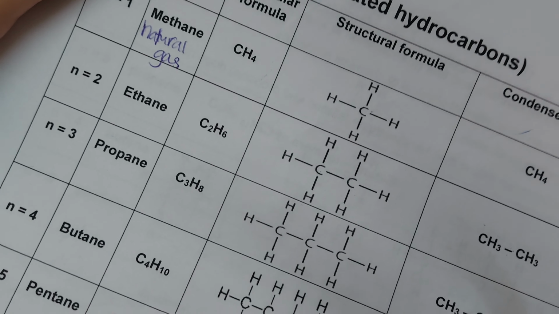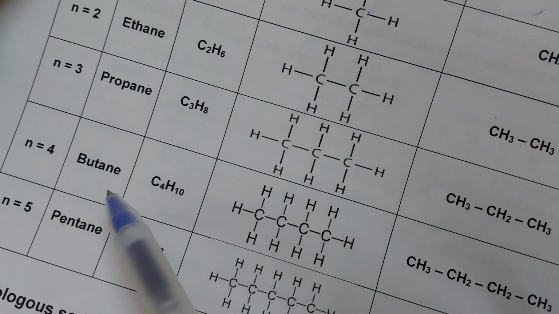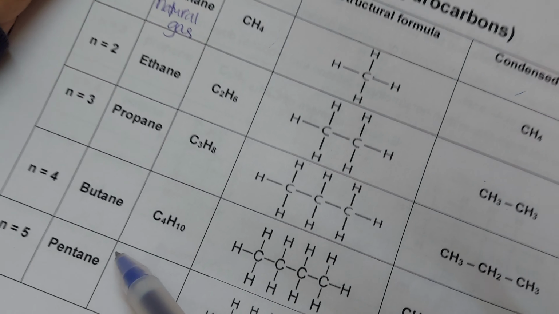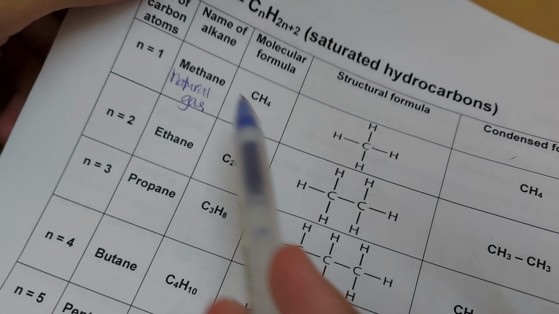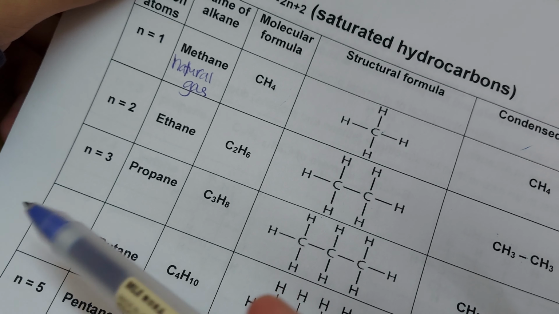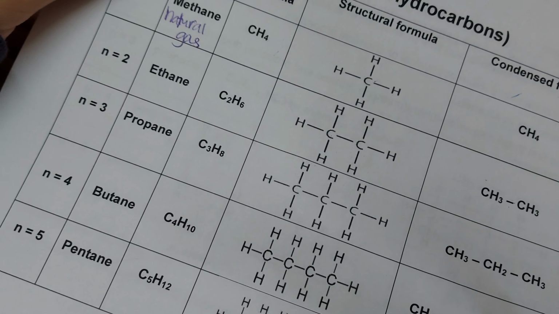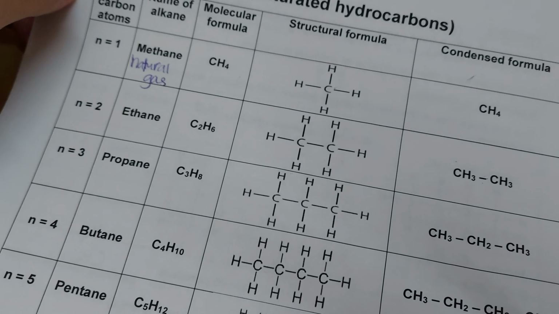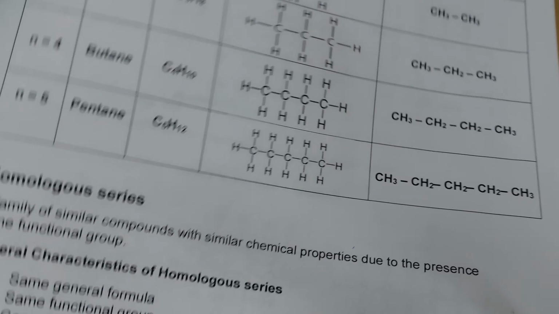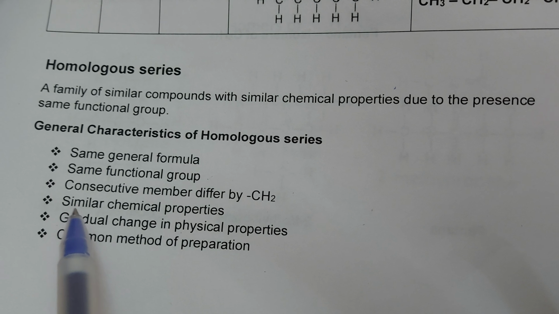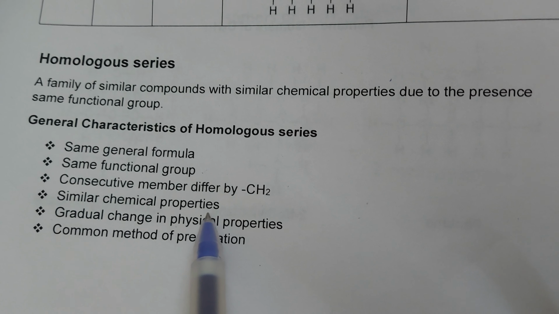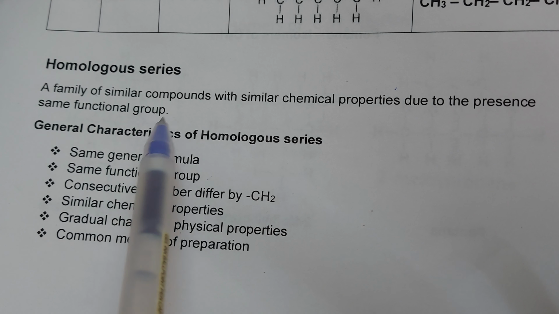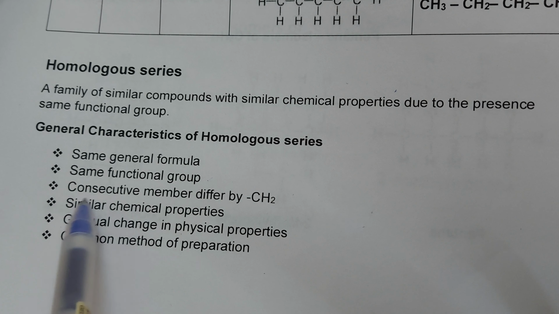The only rule is that they should be consecutive members, so they should be after each other in the same order, and I can't pick a member from here and then a member from there, because that's not going to give me the same results. This of course applies to all homologous series, so if you look at alkenes, we're going to find the same feature. The next feature is having similar chemical properties, and we've read here that this is because of having the same functional group. So this was kind of predictable.